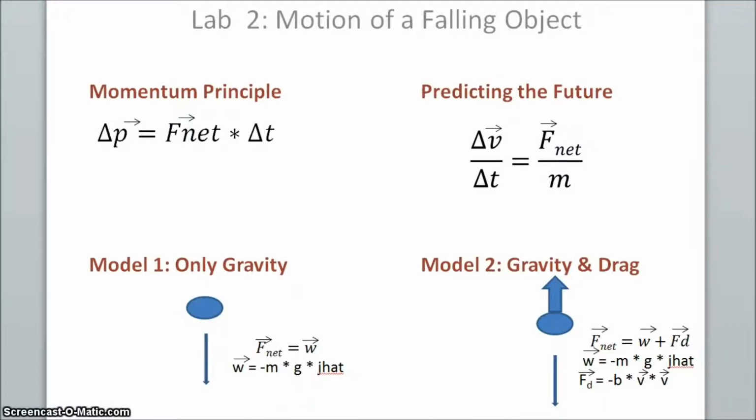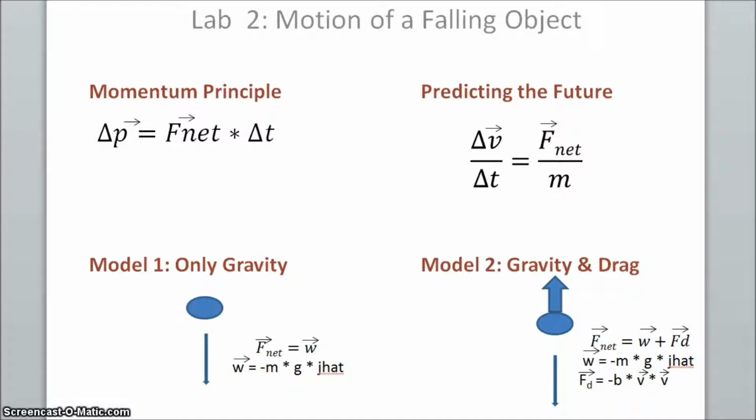Lab 2, motion of a falling object. We begin again with Newton's second law. For a falling object, the object starts at rest and gains speed as it falls before hitting the ground. The first model will include only the effect of gravity. The second model will include the effect of gravity and the effect of drag.